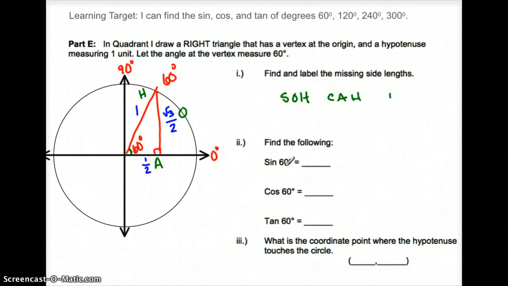So sine is O divided by H. That's going to be radical 3 over 2 divided by 1. Dividing by 1 isn't going to do anything to my number, so it's just radical 3 over 2. Cosine, A divided by H, 1/2 divided by 1, it's just going to make it 1/2. And then tangent, O divided by A, let's see what happens here. Radical 3 over 2 divided by 1/2.